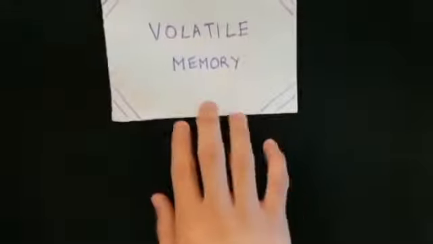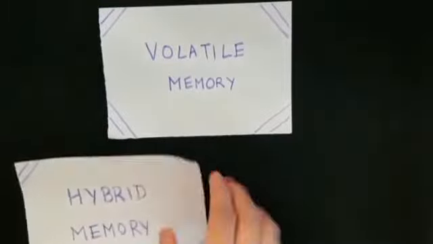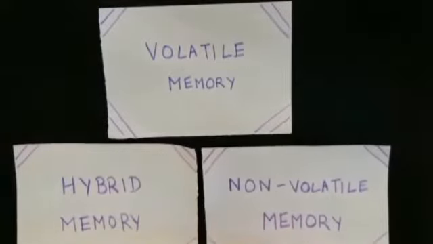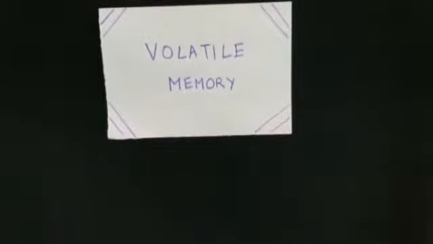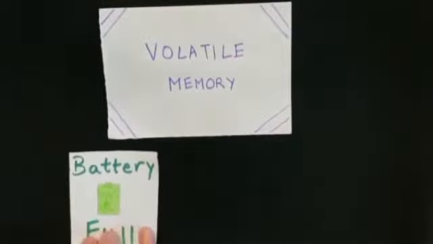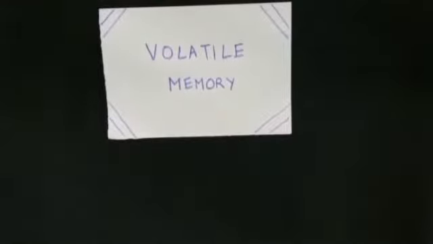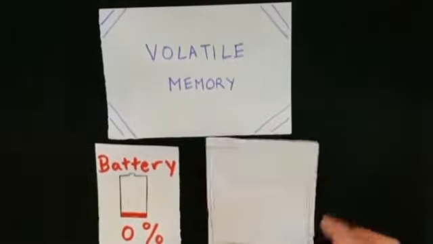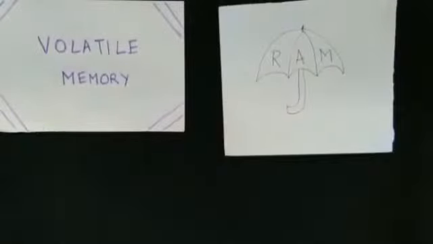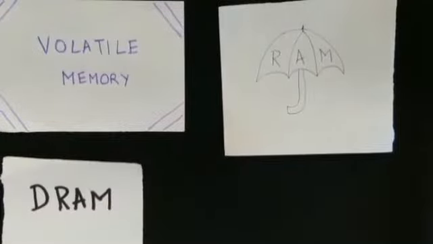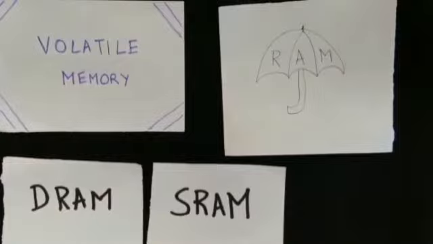In this video, we are going to cover volatile memory, hybrid memory, and lastly, non-volatile memory. Firstly, volatile memory is a computer memory that requires power to maintain the stored information or content. Failure to provide power would result in stored information being lost for good. An example of volatile memory is random access memory. Random access memory can be further categorized into dynamic RAM, static RAM, and non-volatile RAM.